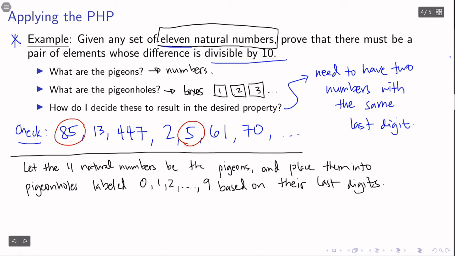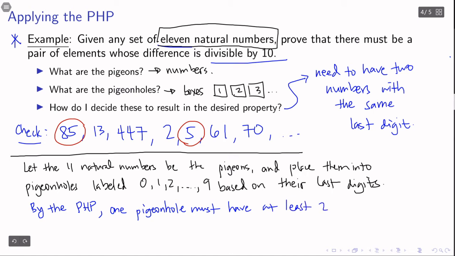Okay, and here's the argument. By the pigeonhole principle, which we'll abbreviate as PHP here, one pigeonhole must have at least two pigeons. Right, so this is just the standard form of the pigeonhole principle with k equals 1.